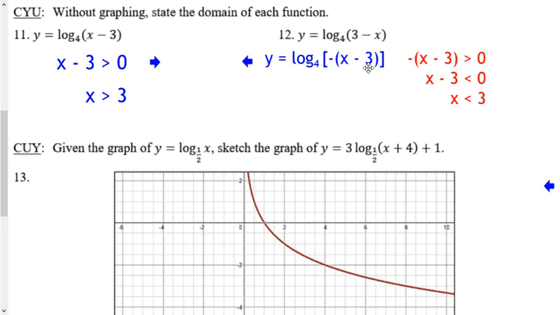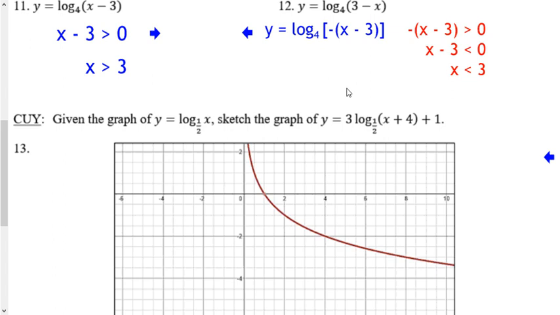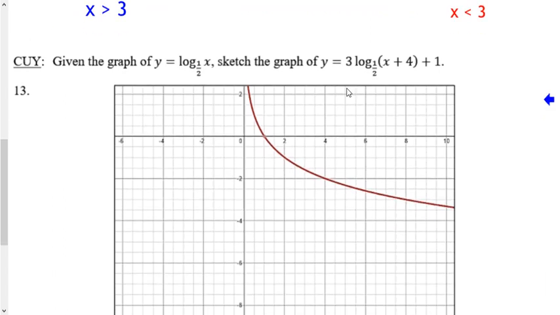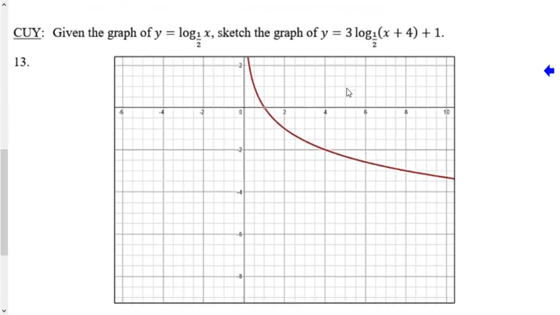Try number 13, which is a check your understanding, apparently. When you finish, again, restart the video and compare.